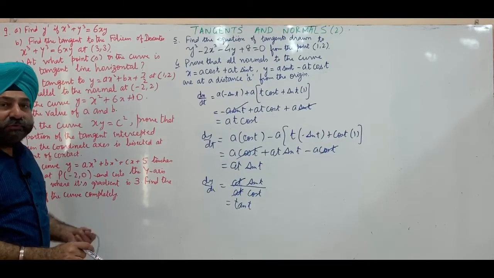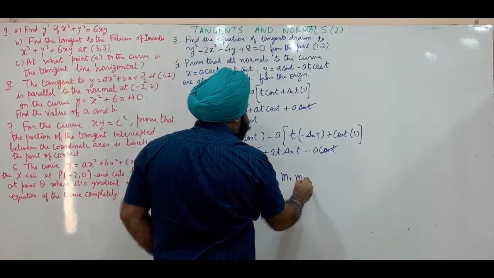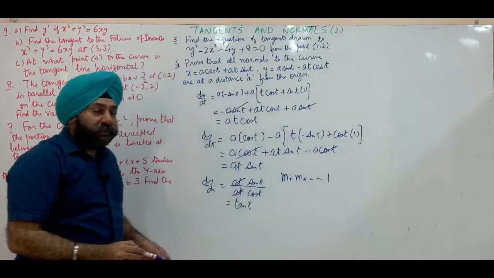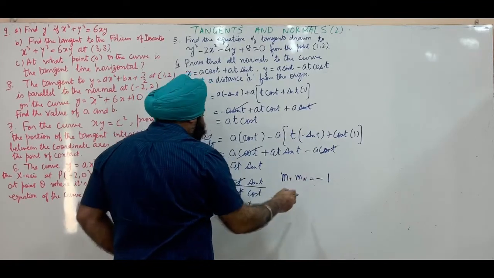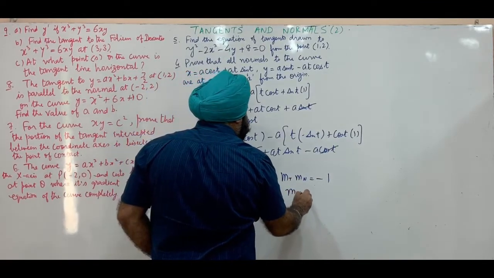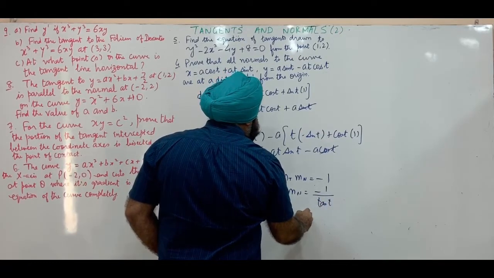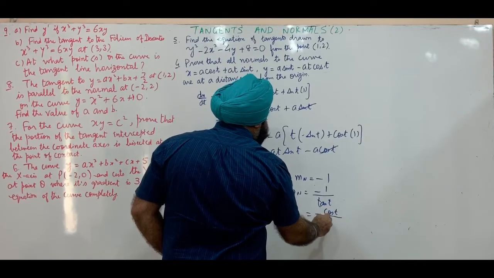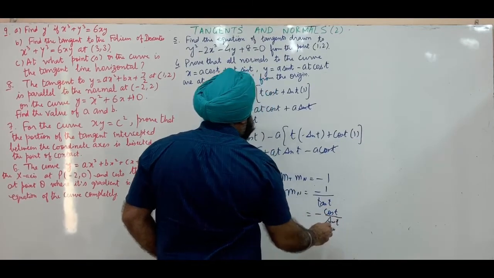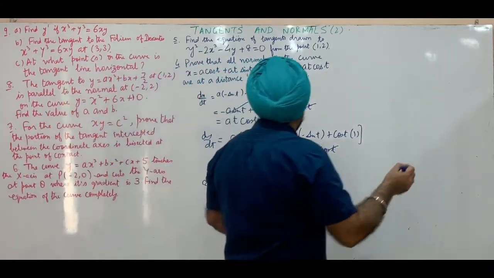What about slope of normal? We know slope of tangent into slope of normal is minus 1. Product of slopes of two perpendicular lines is always equal to minus 1. This gives the slope of normal as minus 1 by tan t. This is minus cos t upon sin t. This is slope of normal. Let us write now equation of normal.